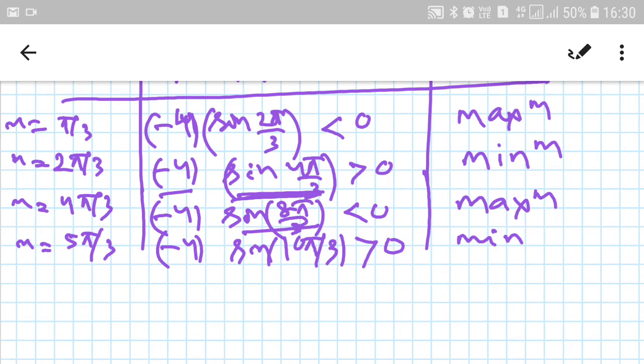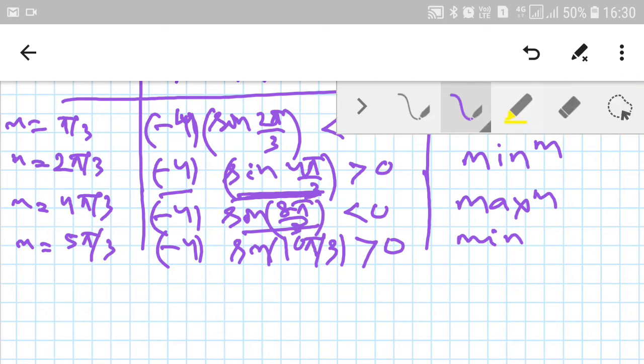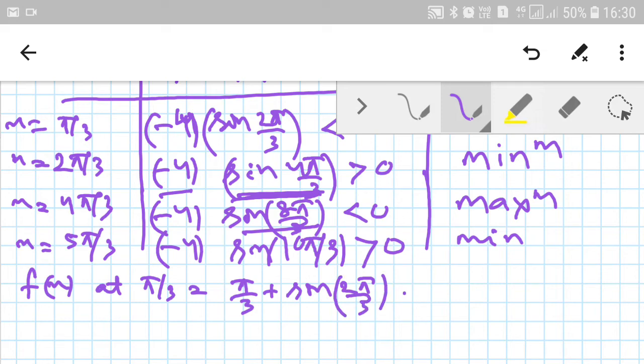So therefore, the maximum value at these points, clear, f of x at pi by 3, I will find that, is equal to pi by 3 plus sine 2 pi by 3. So this is pi by 3, this is the value which is 120 degree. So 2 pi by 3, sine 2 pi by 3 means 120 degree. If I ask you 120 degree, you must recall the value of 60 degree. So sine 60 degree is root 3 by 2.